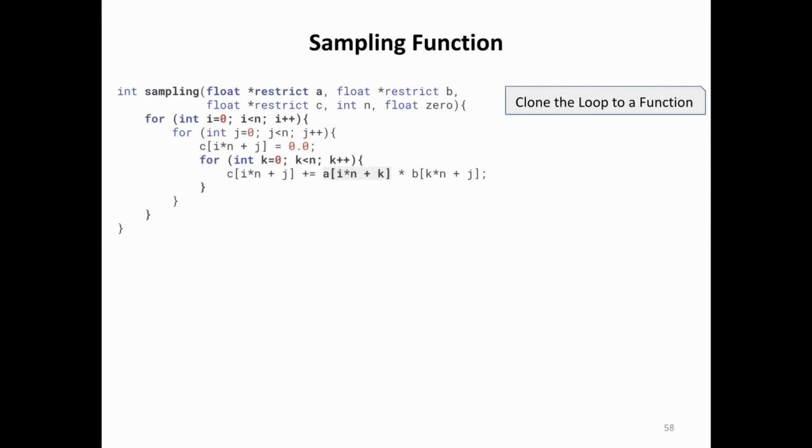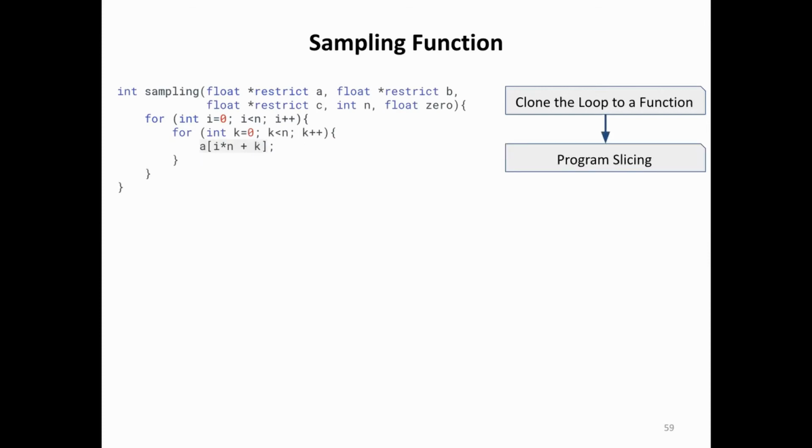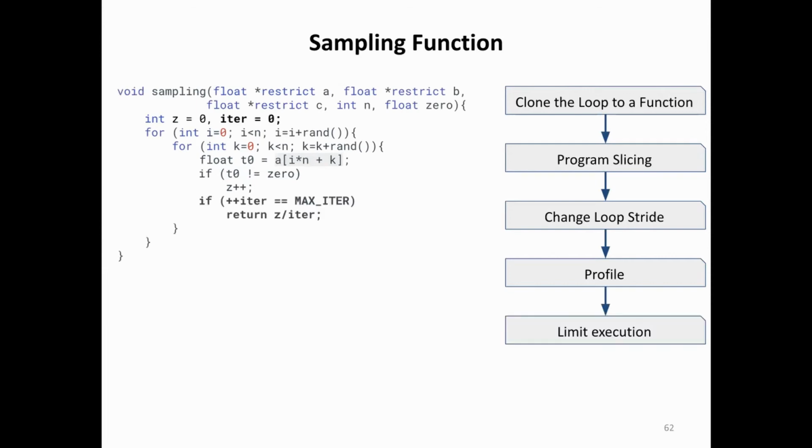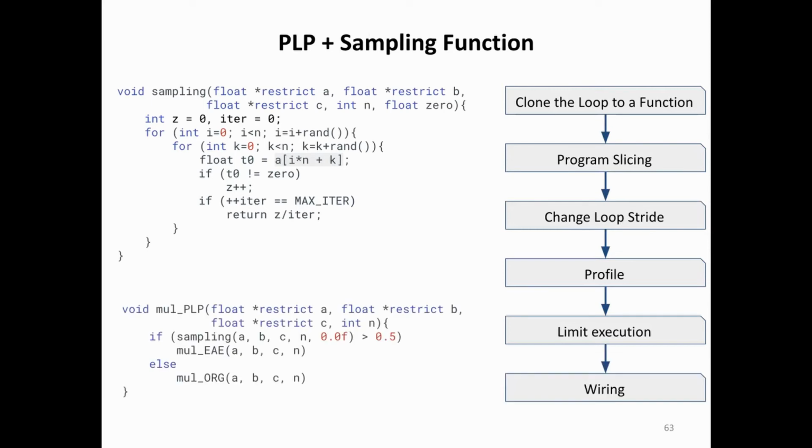So I'm marking here the nodes, the variables, that are required to compute this statement here. We slice the program. We'll change the loop ranges. We add profile information. We limit the number of executions of this function. And we connect this function with move PLP.